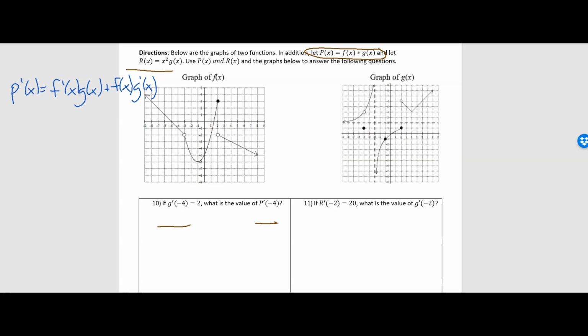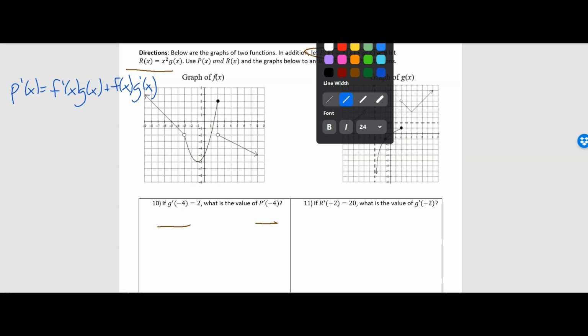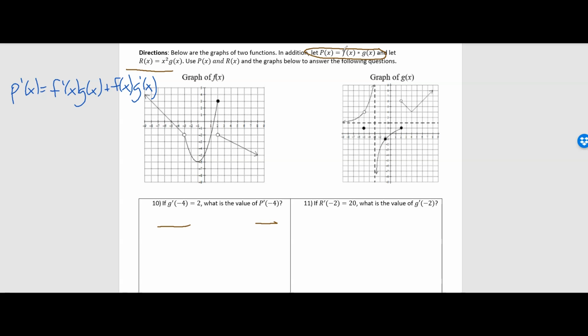Now, we have four different things we need to find, right? We have f prime of x, g of x, f of x, and g prime of x. So if we're trying to find the derivative at negative 4, well, we have p prime of negative 4. We've got to evaluate all of these functions at negative 4. There's one that they give us. They do tell us that g prime of negative 4 is equal to 2. So that's good. That's one, all the way at the end here.